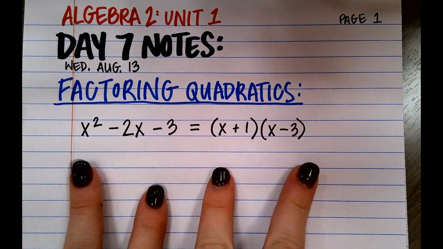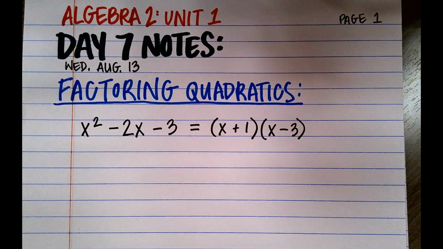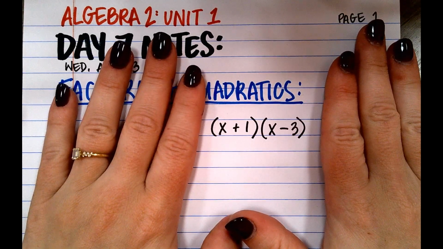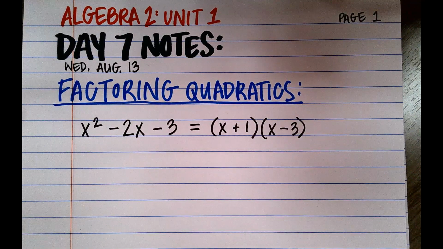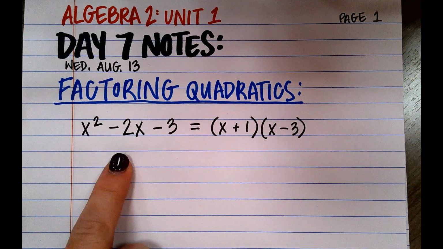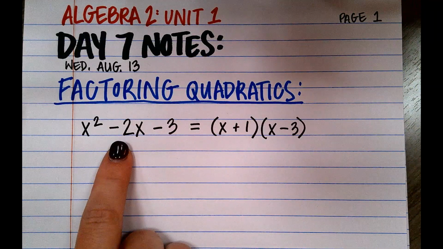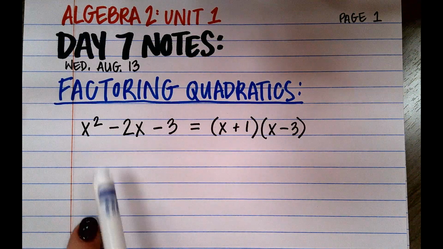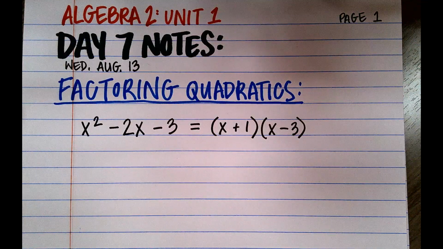I want you guys to dig deep for a second. Think way back to when we were foiling and using the box method. We used binomials and we multiplied them using FOIL or box, and every time we do that we end up with an answer kind of like this. So we've gone one way, but now we're going to learn how to do the other thing. Backwards. We're going to go backwards.